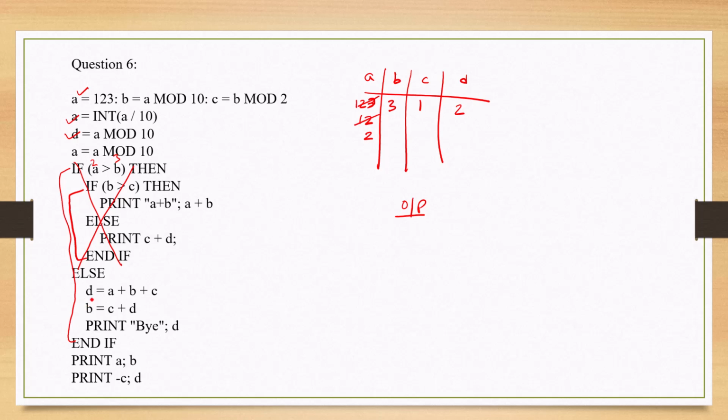So in else we have D equal to A plus B plus C. So D will be like 2 plus 3 plus 1, which is going to be 6. So the value of D will be 6, right? B equal to C plus D. So B will be like C plus D, which is 1 plus 6, 7. So B will be 7, right?